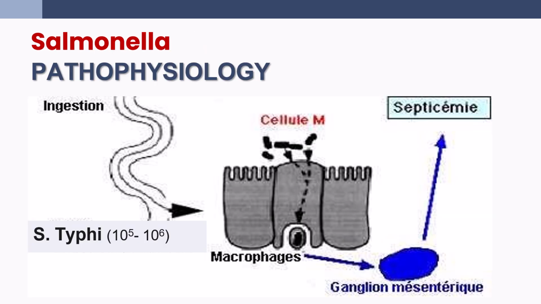The pathophysiology of Salmonella infection begins with the ingestion of bacteria, which cross the intestinal epithelium via M cells. After phagocytosis by macrophages, they spread to the mesenteric lymph nodes and can then enter the bloodstream, causing septicemia.